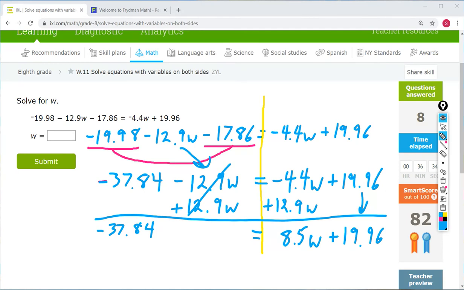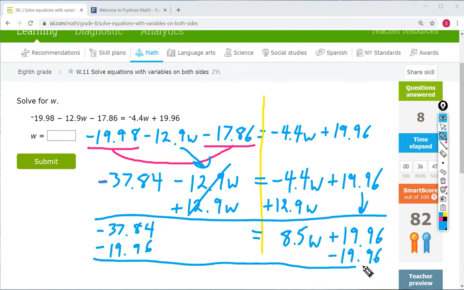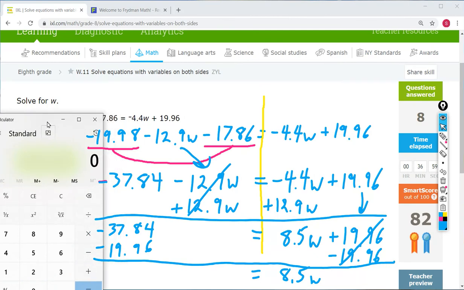Now let's subtract 19.96 because we want to get the W by itself. So we'll subtract that from both sides. So we have 8.5 W equals, again, same symbols add. So let's just do it in the calculator here.